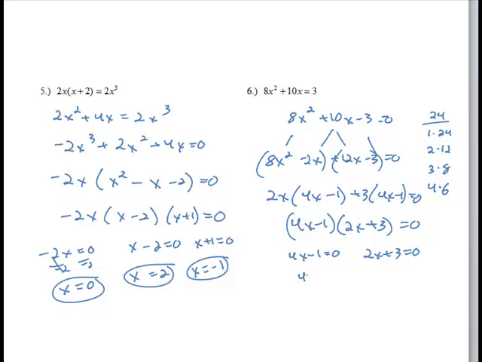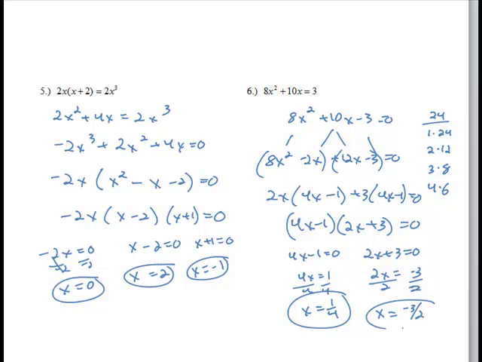First one, add 1 to both sides, divide by 4. So x is equal to 1/4. The second equation, subtract 3 from both sides, divide by 2, x is equal to negative 3/2. And once again, you could always be checking these solutions by plugging them back in, checking for any careless mistakes.